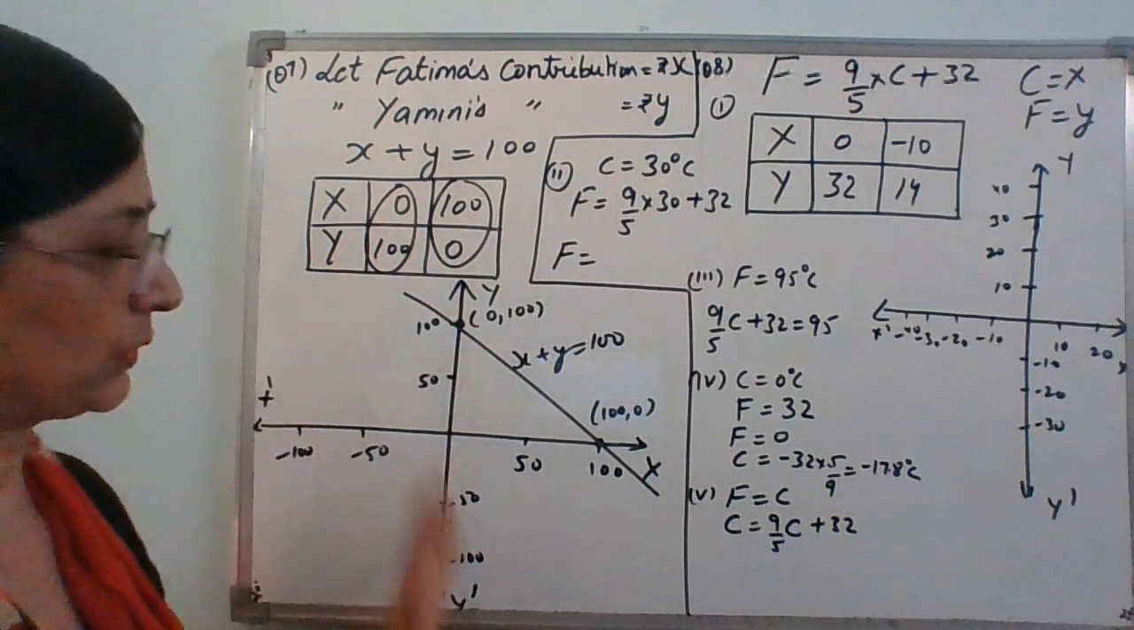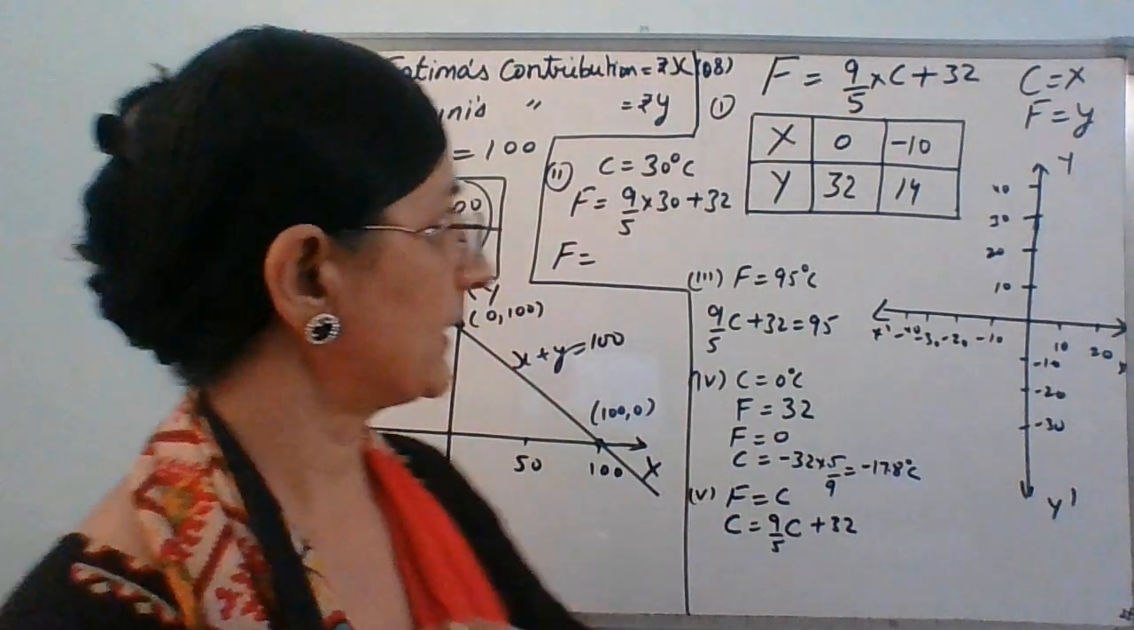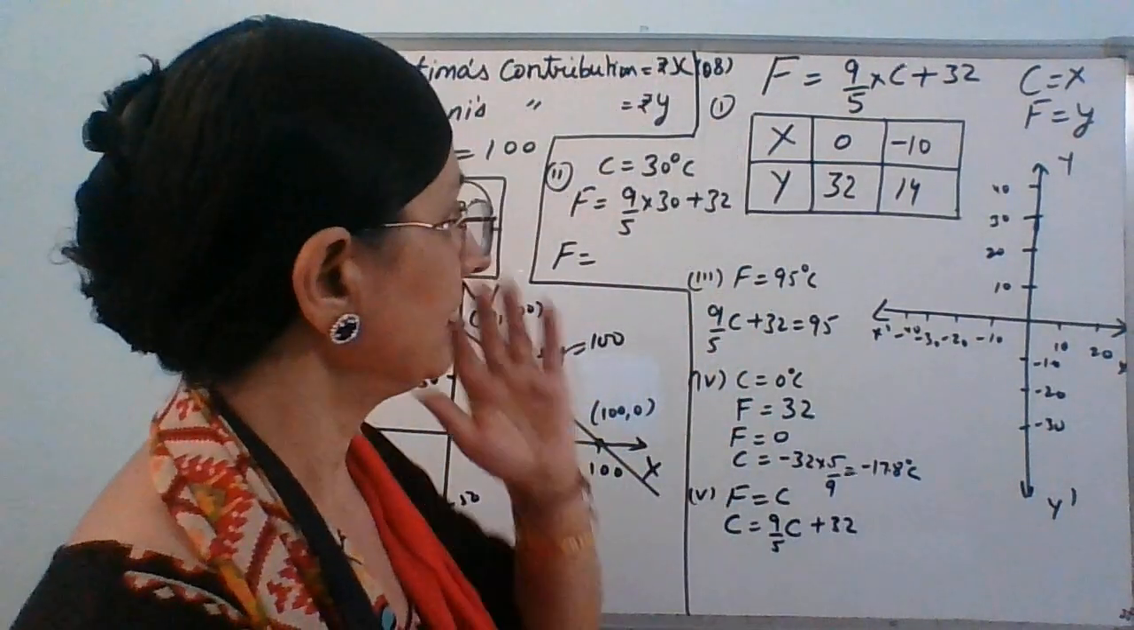Substitute y as 0, find out x, and plot the graph. It was simple. Now question number 8, there are many parts. It's a little lengthy, not difficult.